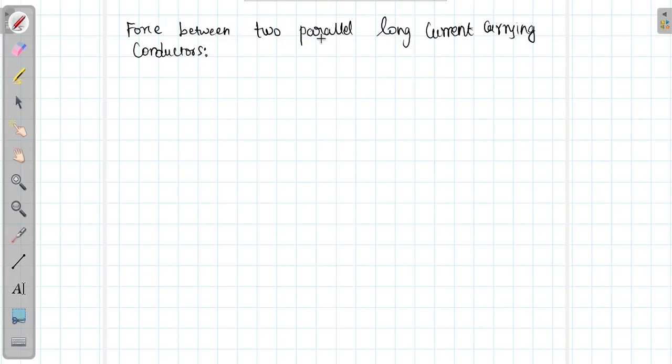But for this case, there is no external magnetic field. The magnetic field is created between the two conductors. One conductor creates a magnetic field and the other conductor experiences a force. Similarly, both the conductors develop a magnetic field as well as a force. We will see one by one how it is happening. So this question is very, very important.